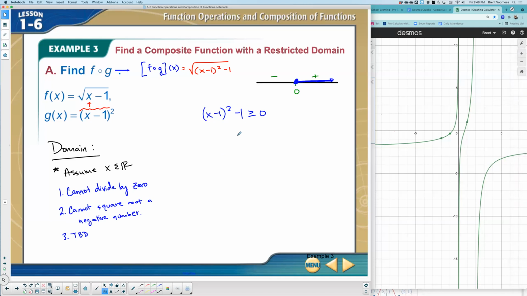What's our first step of solving this problem, or isolating the x? We would add 1. And so I now have x minus 1 squared is greater than or equal to 1. And so now my domain is no longer going to be from 0, it's now from 1. And now how do you get rid of a square? What's the opposite mathematical concept? We square root.